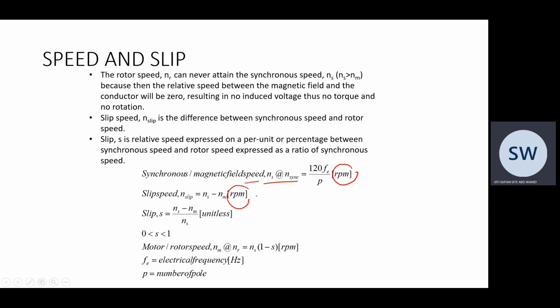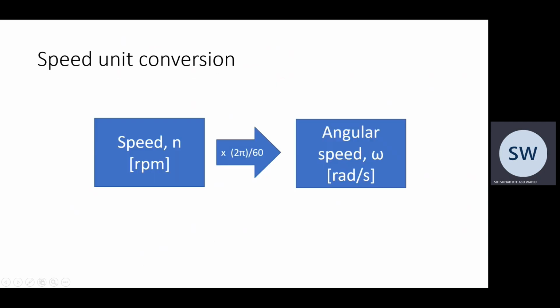Sometimes the question asks for angular speed. Angular speed omega is in radians per second. To convert it, you have to multiply by 2 pi over 60. So I'll stop for now. We'll continue in the next video.